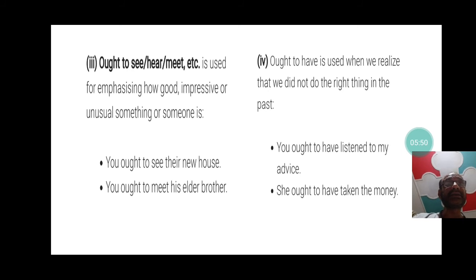Ought to see, hear, meet, etc. is used for emphasizing how good, impressive, or unusual something or someone is. You ought to see their new house. You ought to meet his elder brother. Sort of an obligation because something is impressive. Ought to have is used when we realize that we did not do the right thing in the past. You ought to have listened to my advice. She ought to have taken the money.